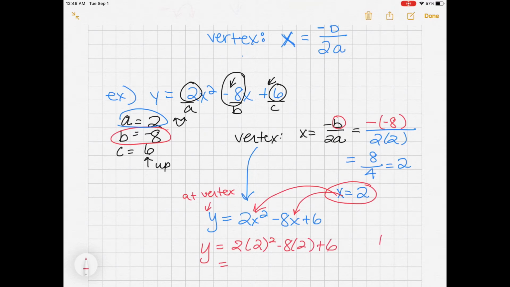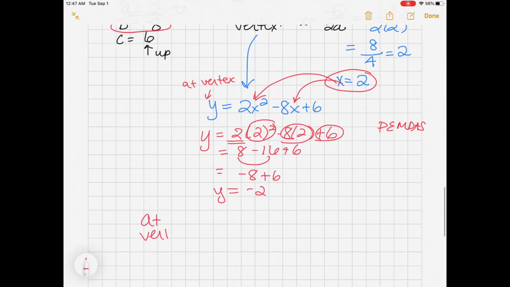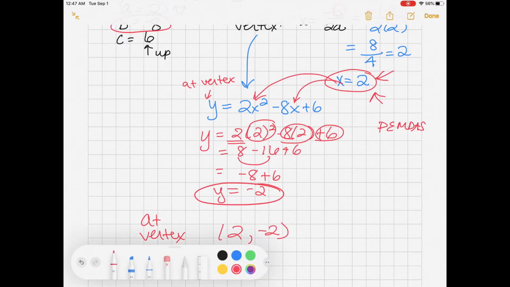We know PEMDAS, remember? Order of operations. We're going to do our exponents first. That's 4 times 2 is 8 minus 8 times 2 is 16 plus 6. 8 minus 16 is negative 8, plus 6, and we get negative 2. So at the vertex, we found up here that x equals 2 and that y equals negative 2. So we call that a coordinate point. So our vertex is at (2, negative 2).